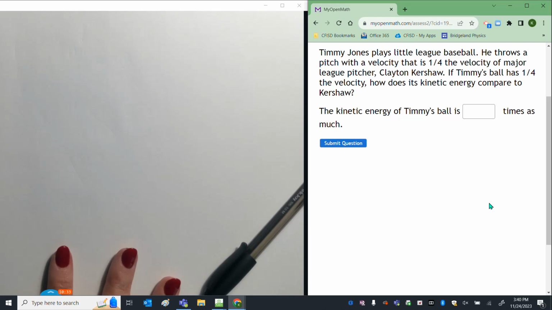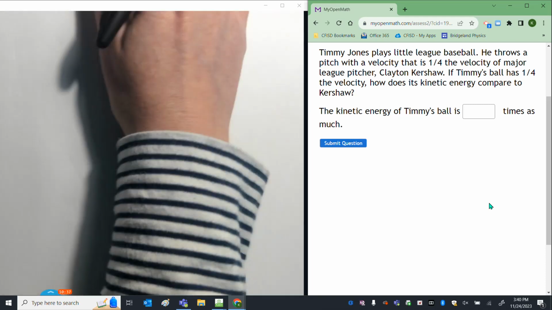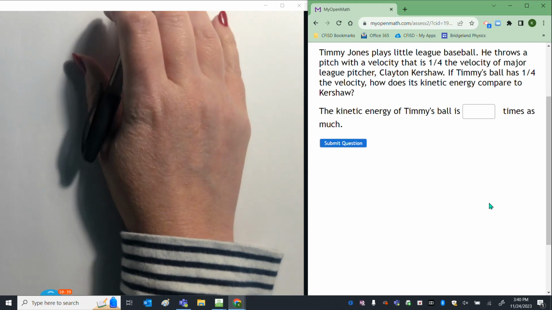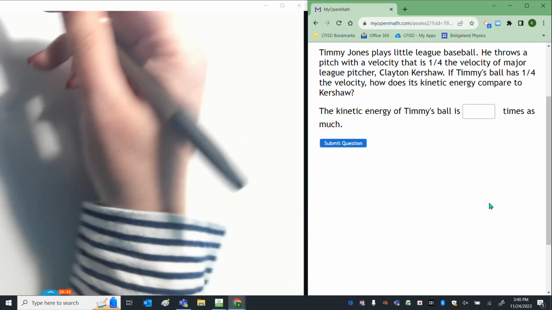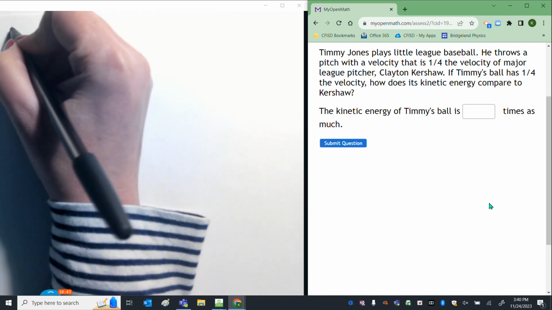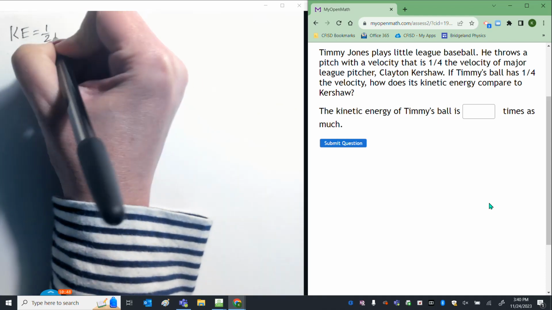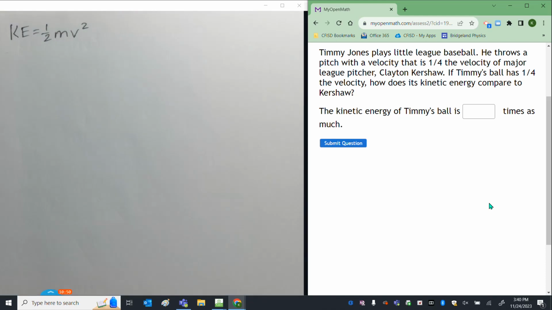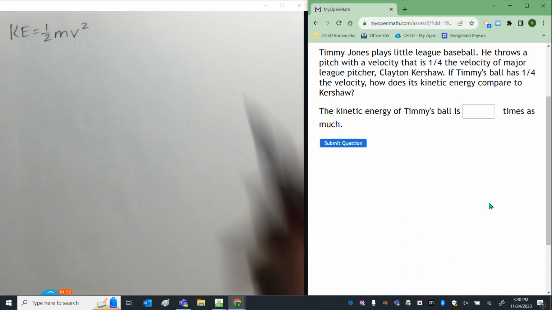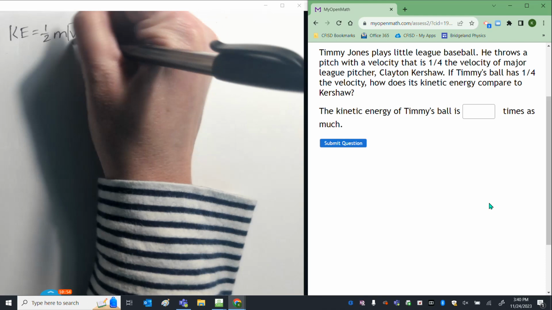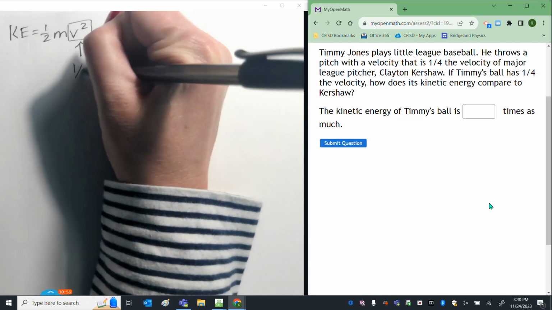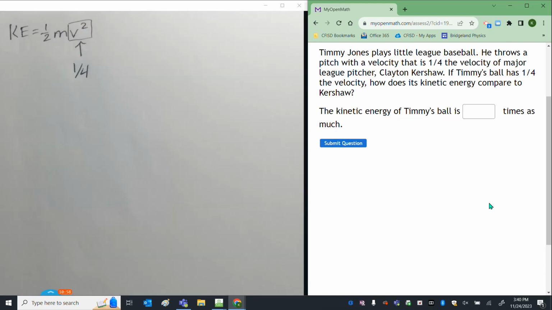If Timmy's ball has 1/4 the velocity, how does the kinetic energy compare? So this time I actually don't have enough information to solve it another way. I have to use that proportional reasoning that we just talked about. So again, the equation for kinetic energy is 1/2 mv squared. And in this question, it's saying, hey, what happens if I have 1/4 the velocity? What happens to my kinetic energy?